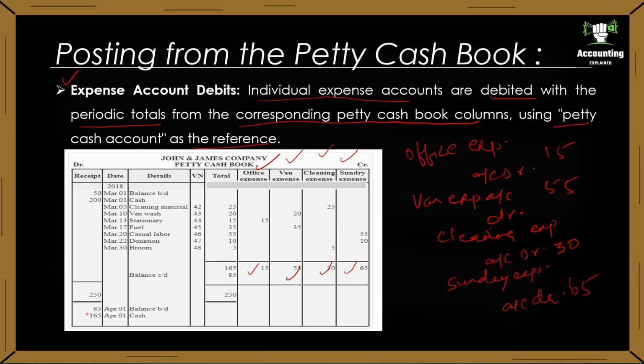From where are all these expenses made? From the petty cash book. Petty cash is an asset. When the asset decreases, we have to credit it. So, to petty cash account. What is the total amount of the expenses? 165. So, we have to write 165 on the credit side of the journal entry. Okay. So, this is the entry for the expenses.